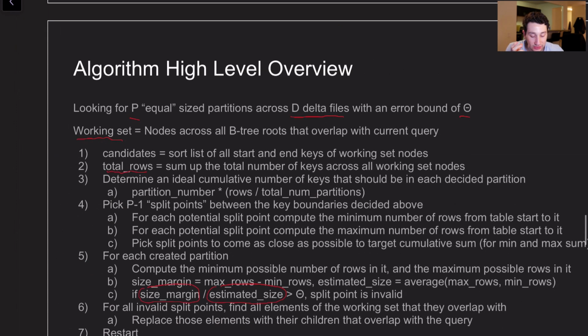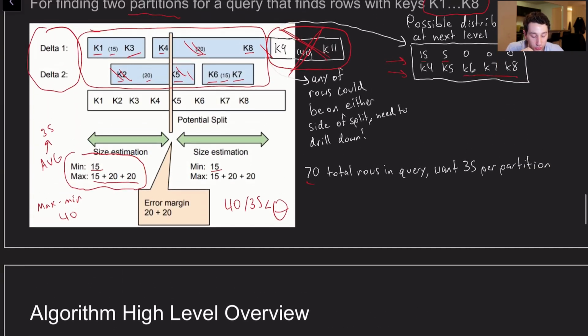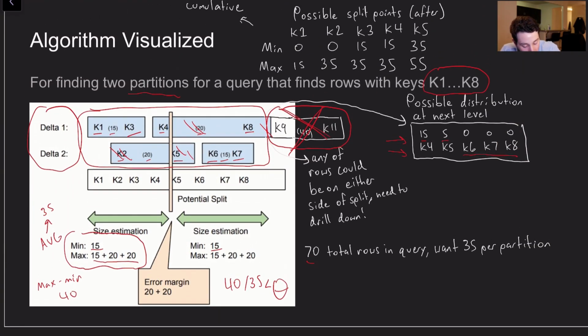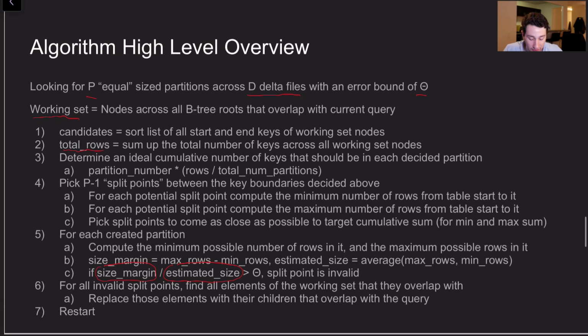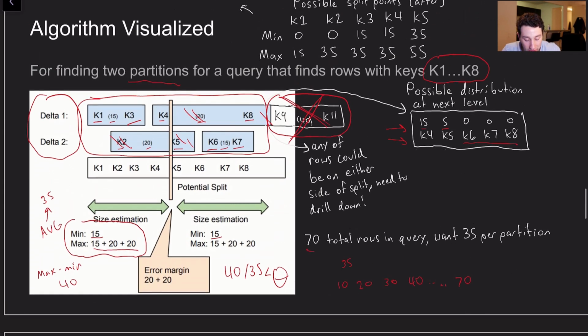So we do that, but we create a cumulative sum of it, right? So in this case, there's only 2 partitions. So basically, you want a cumulative sum of whatever our split point is. We want 35 rows there. Let's say there were 10 partitions. What we would want is 10, then 20, then 30, then 40, onwards, all the way to 70. So keep in mind, like I said, it's a cumulative sum. The reason we have this cumulative sum is because now what we're about to do is pick a bunch of split points, where split points are just arbitrary keys that split up all of our candidates.